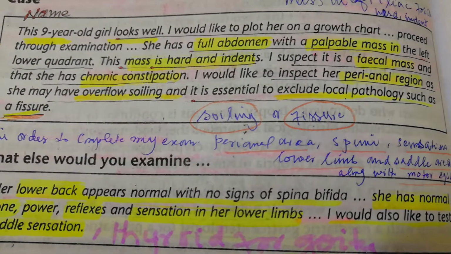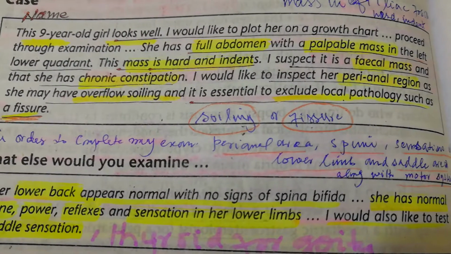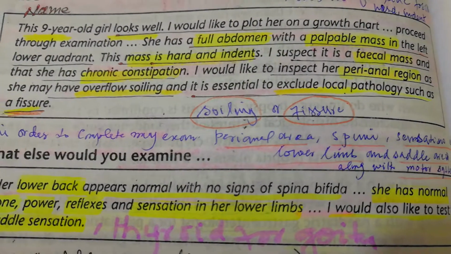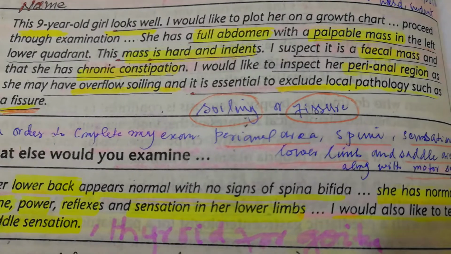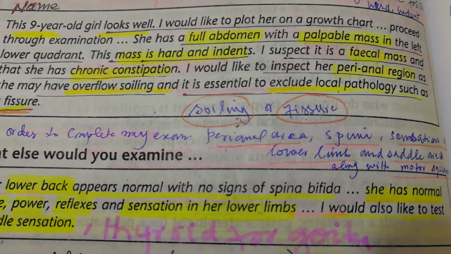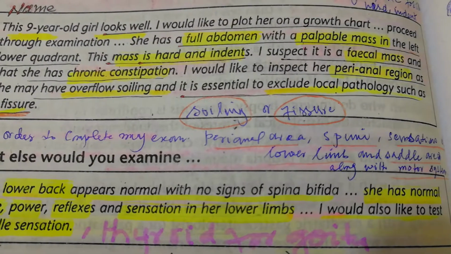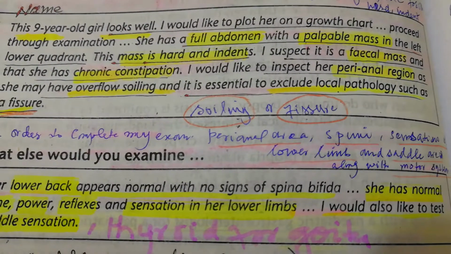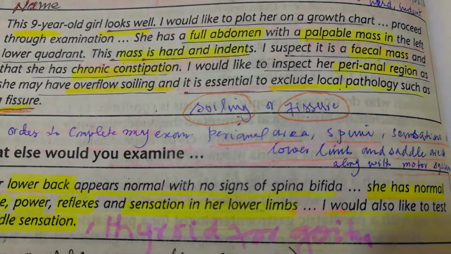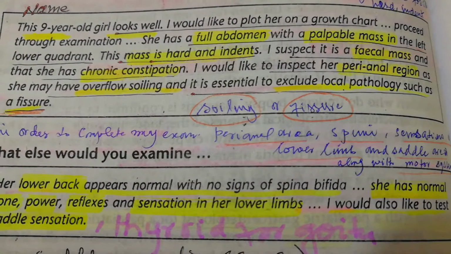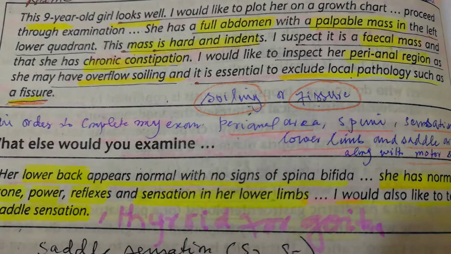Her abdomen is looking full. There is a palpable mass in the left lower quadrant. The mass is hard and indents. I suspect it is a fecal mass that may be due to chronic constipation. I would like to inspect the perineal area for overflow soiling, fissures, fistulas, or any pathology like that.